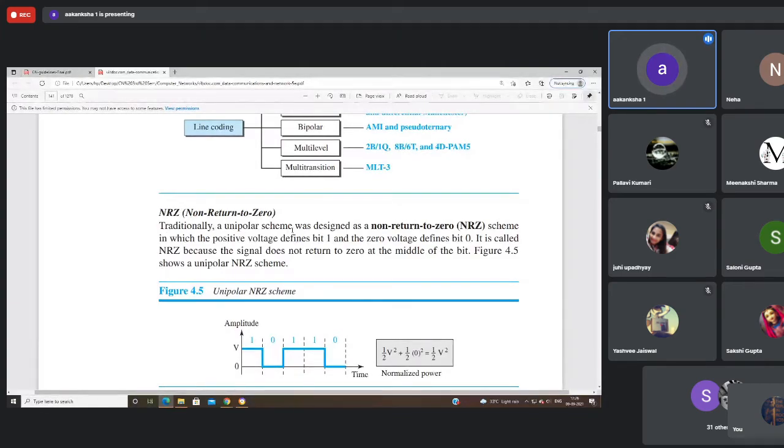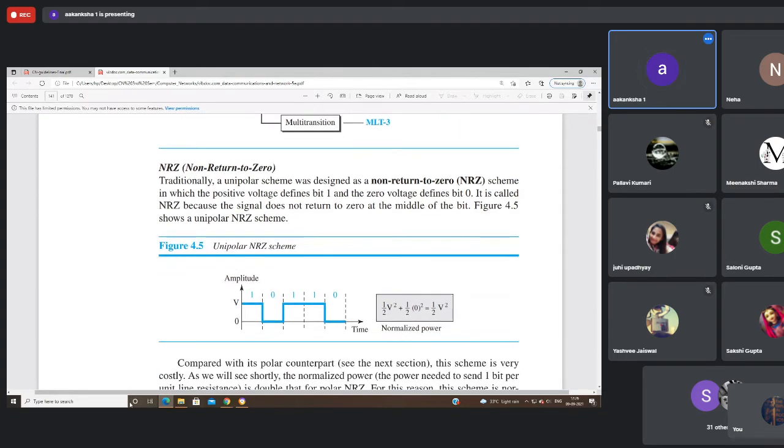Traditionally, a unipolar scheme was designed as a non-return to zero scheme in which positive voltage defines bit 1 and zero voltage defines bit 0. It is called NRZ because the signal does not return to 0 in the middle of the bit. So this is the bit interval, the entire bit interval for the 1. Is my mouse visible? Yes, ma'am.